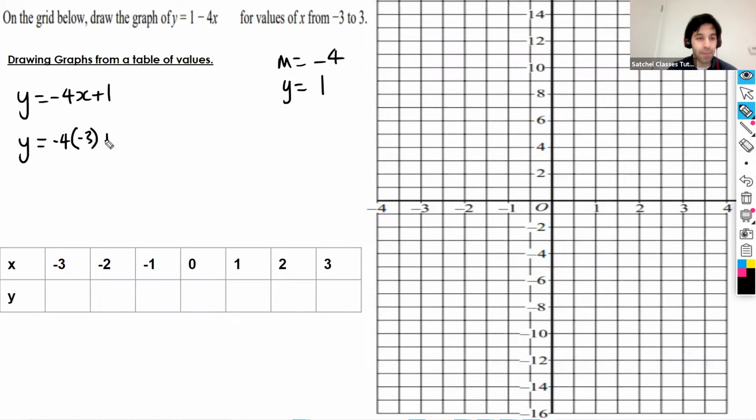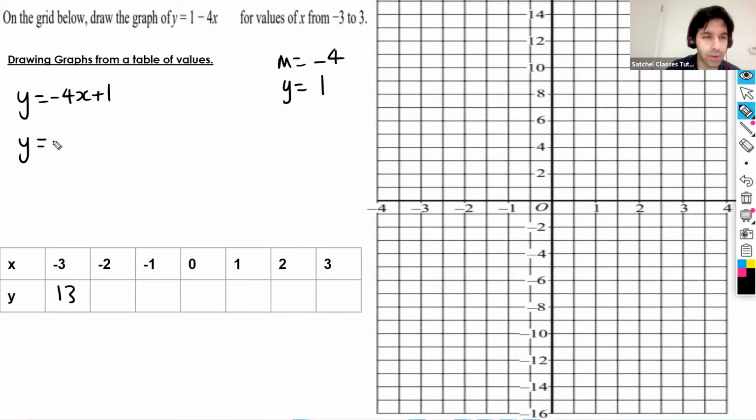So I'm going to have -4 times -3 plus 1. Now, the difference here is that I'm multiplying two negative numbers together. Two negative numbers multiplied together give me a positive number. So this is going to be 12 plus 1, which will give me a y coordinate of 13. So when x is -3, y is 13. Now let's try the next x coordinate.